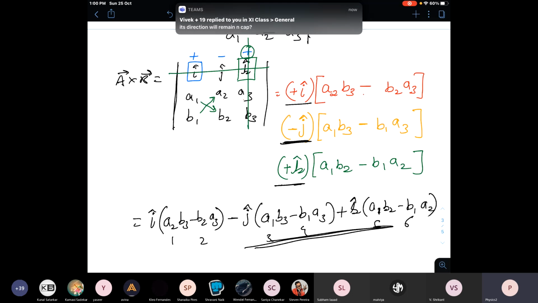Obviously, you have been given a vector and b vector in unit vectors. So your answer should be in i cap, j cap, and k cap only, na?